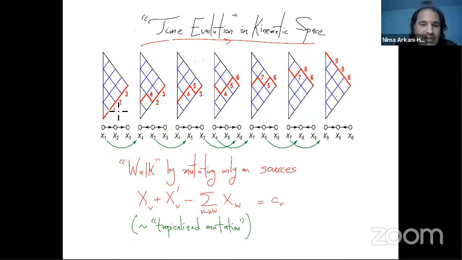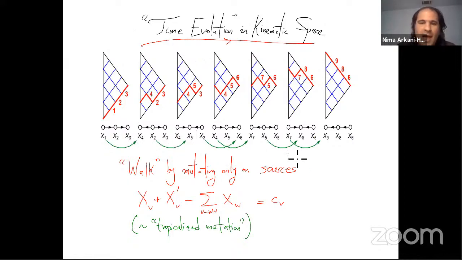That's it. Now, this picture of time evolution in the kinematic space-time is actually represented by a very simple move on the quiver, where I just take every source and, quote unquote, mutate on it, which here just means I introduce a new variable and I reverse all the arrows going into the source. Okay, so if I do that, and then I write down this equation, xv plus xv prime minus the sum of all the w's with v goes to w of xw equals a constant associated with that vertex.